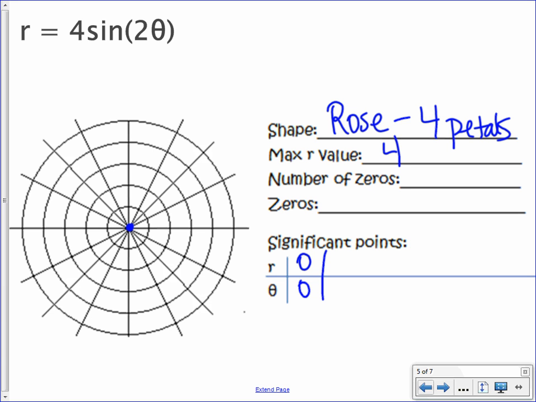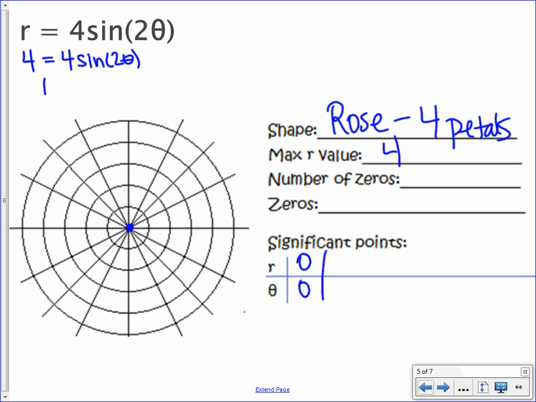What do we know about each of the petals, though? What's our R value? 4. Okay, so if our R value is 4, then we'll know where we have a petal. Is that logical? If R is 4, we have a petal, right? Okay, so let's solve this equation.